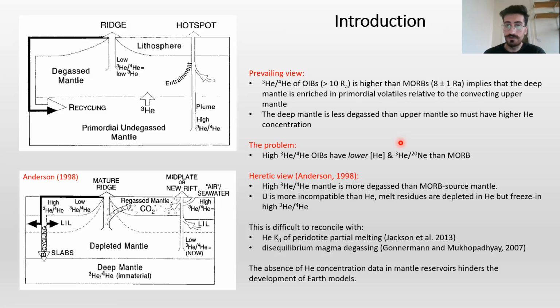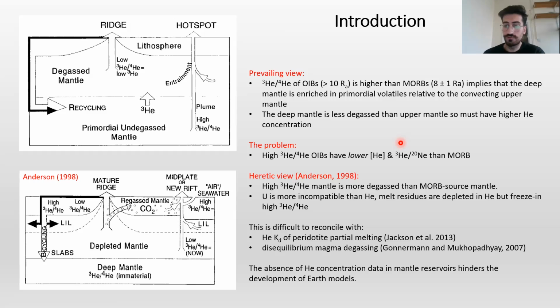But the problem here is that high helium-3/helium-4 plumes have lower helium concentration and lower helium-3/neon-20 than MORBs. So Anderson 1998 suggested that high helium-3/helium-4 mantle is more degassed than MORB source mantle, and this requires uranium to be more incompatible than helium, and the melt residues are depleted in helium but freeze in high helium-3/helium-4.